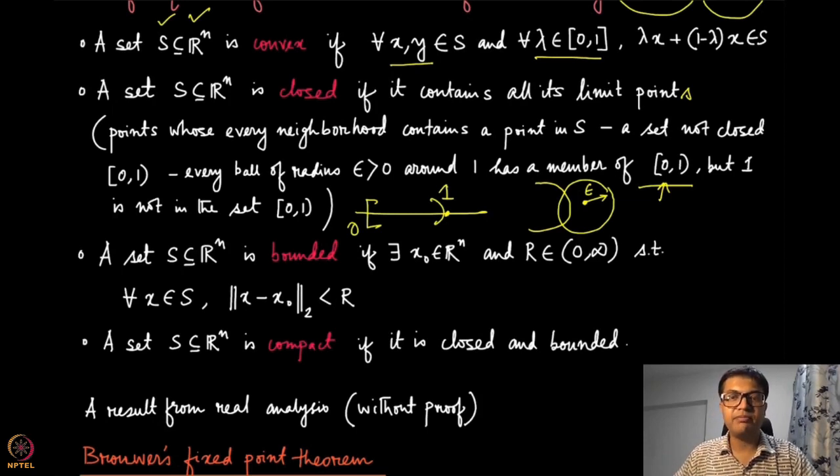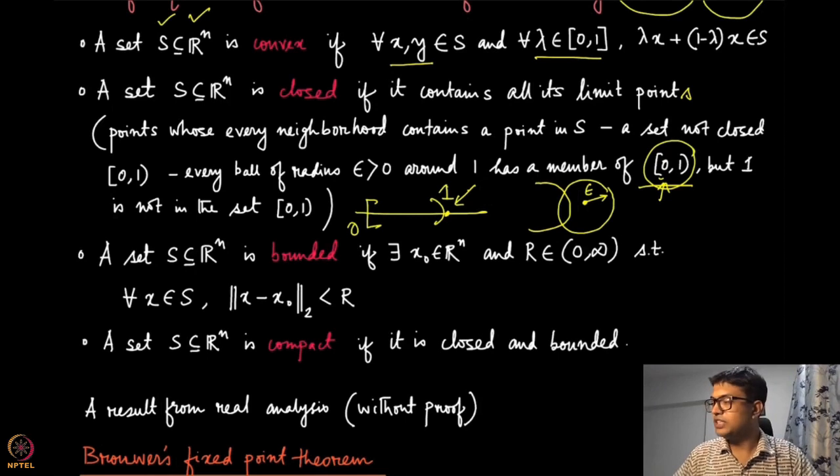This will take some time to sink in, but the point that I'm trying to make about these limit points is quite easy to follow. So once we have such limit points, we'll not call this kind of a set 0, 1 open a closed set, because there exists a limit point. So here the limit point is 1 of this set, which is not contained within that set.